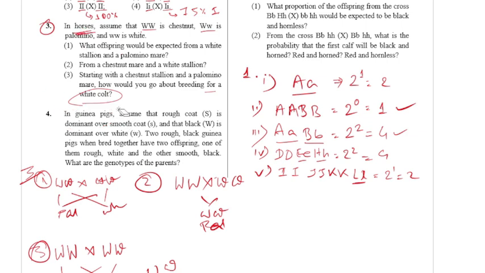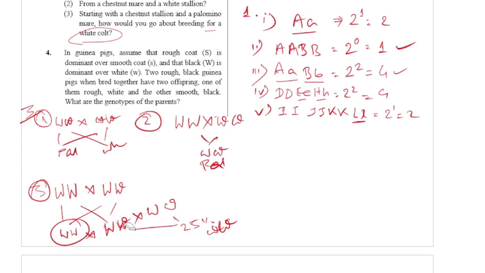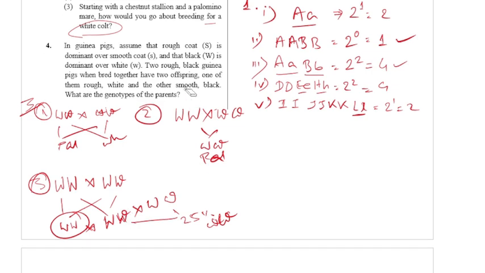Whatever, you got the point: if we want to get a white, we have to self-fertilize, or we have to cross similar types of genotype, one heterozygous with another heterozygous. Right. Next, question number four. Let's solve question number four.